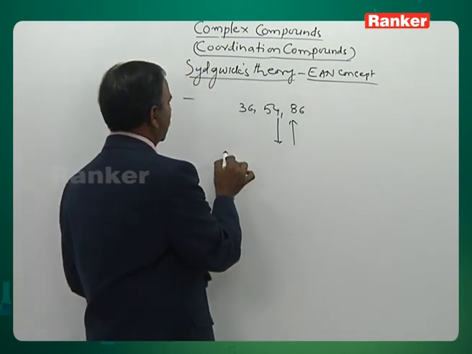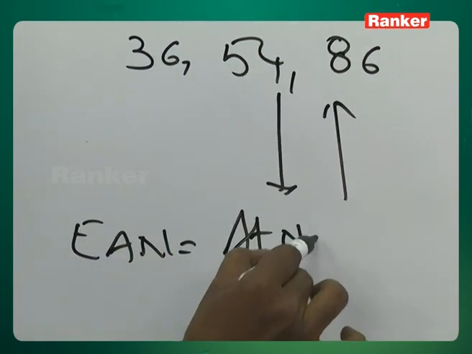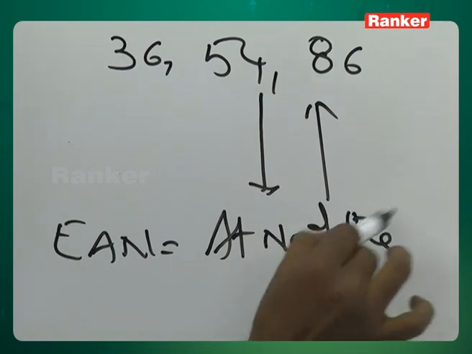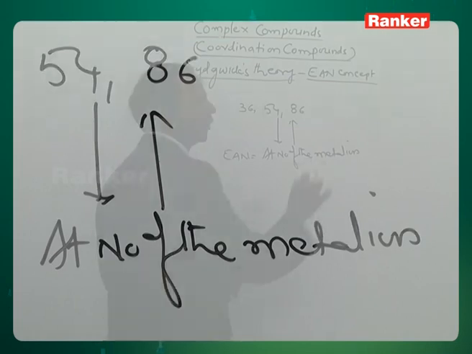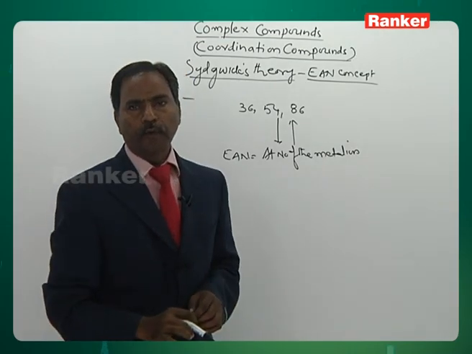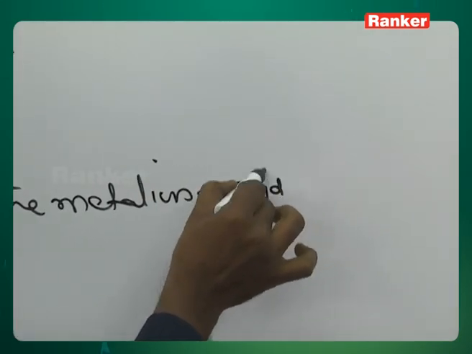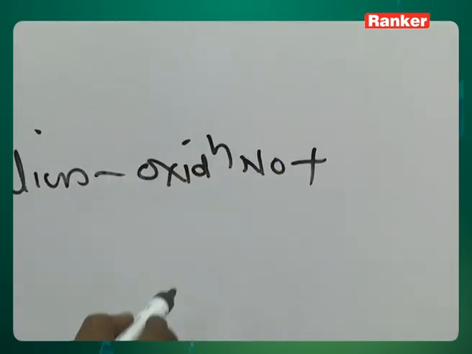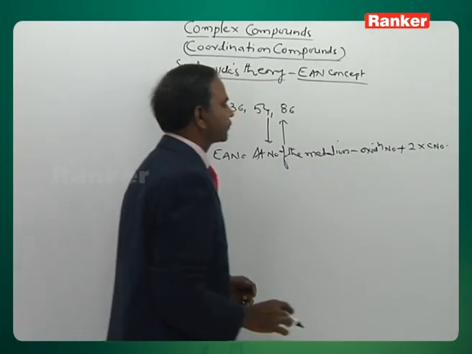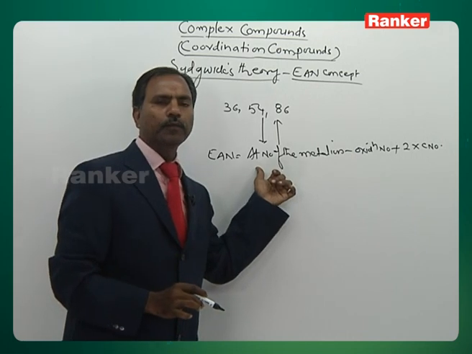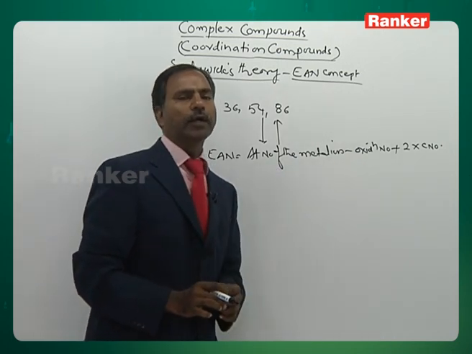Effective atomic number, EAN, equals the atomic number of the metal ion minus the oxidation number plus 2 times the coordination number.